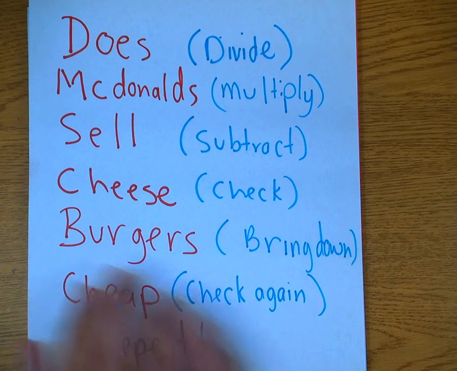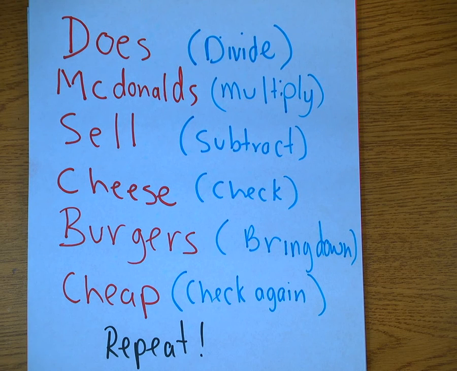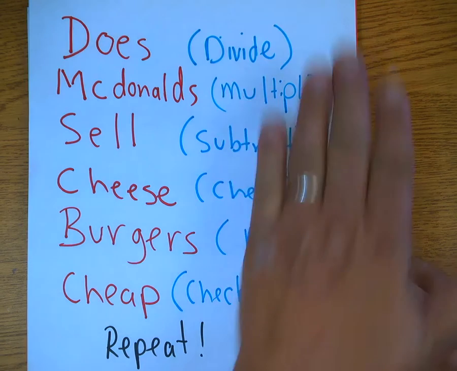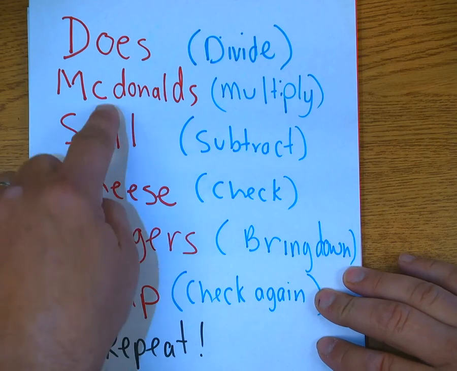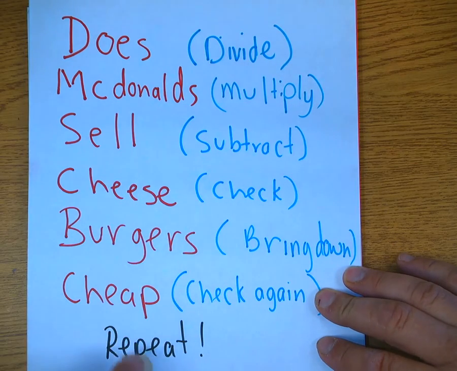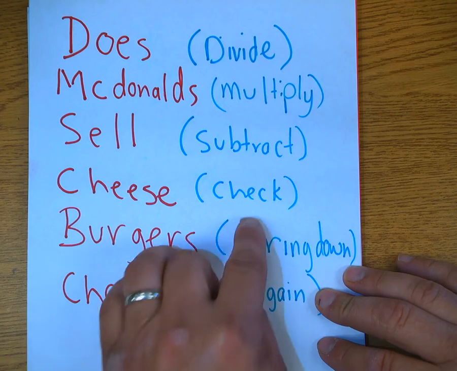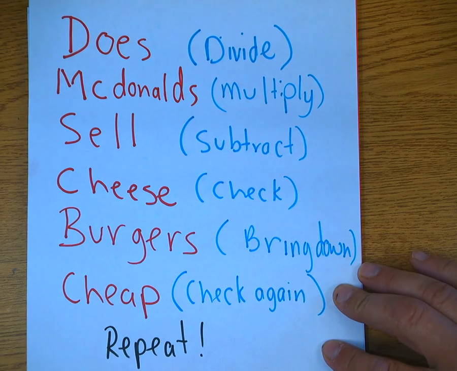Okay, guys, I'm going to try to make this under 10 minutes to do 8 problems. And you can watch this video, slow it up, stop it as you need to. This is the process. There's another short video about does McDonald's sell cheeseburgers cheap? Divide, multiply, subtract, check, bring down, check again, and then repeat.